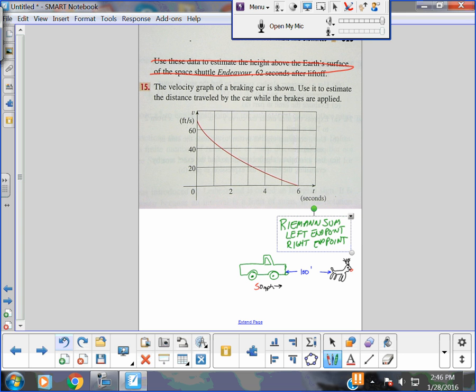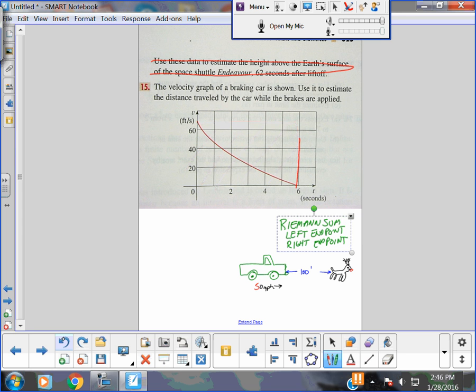If you use a left endpoint with 1 interval, you would estimate the distance under that curve by the red distance under the rectangle. And we all agree 70 times 6 is 420 feet. That is a horrible estimate.